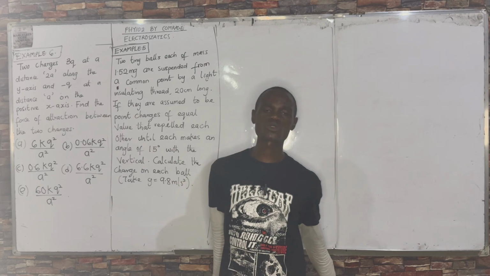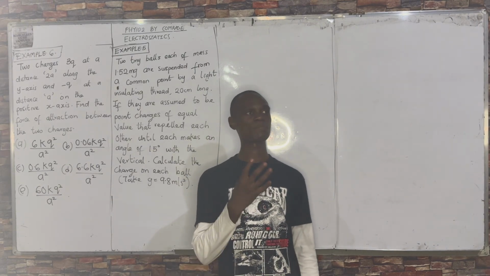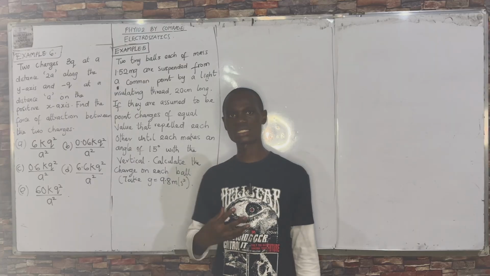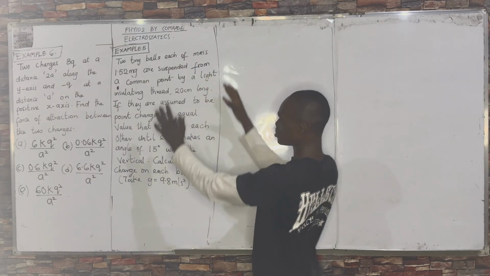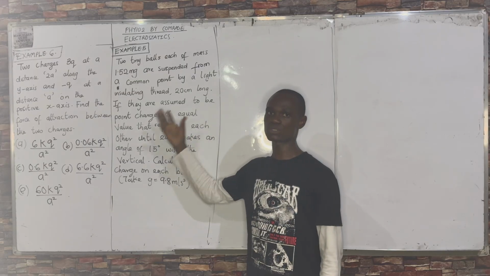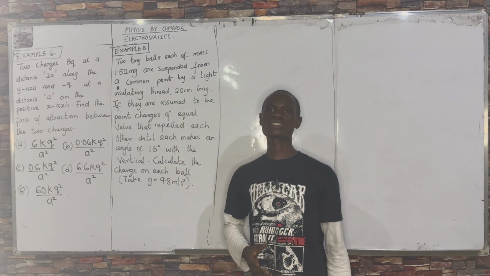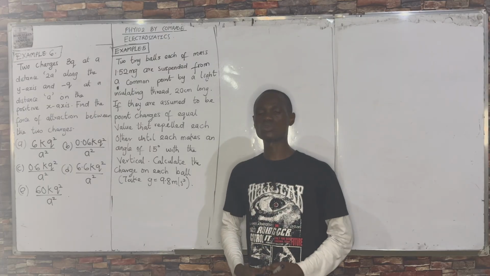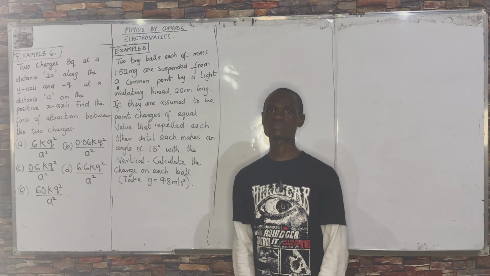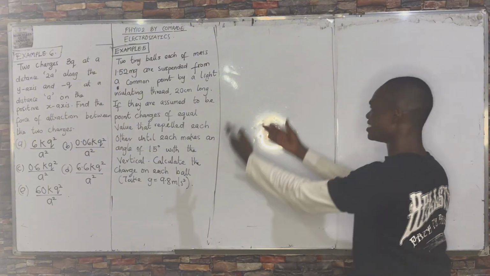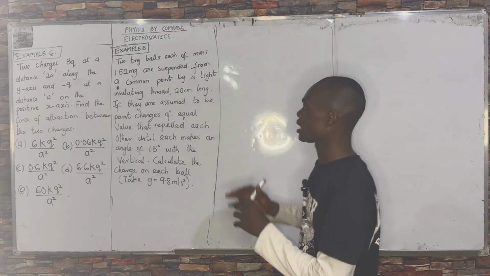One of the skills you must possess as a science student is the ability to interpret and to imagine. You should be able to draw the correct diagram from this question. Most of the time, if you cannot get the correct diagram, it's almost impossible to solve it. Right, now let's get the diagram.